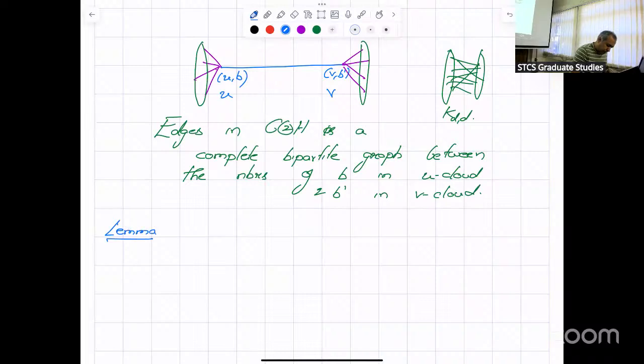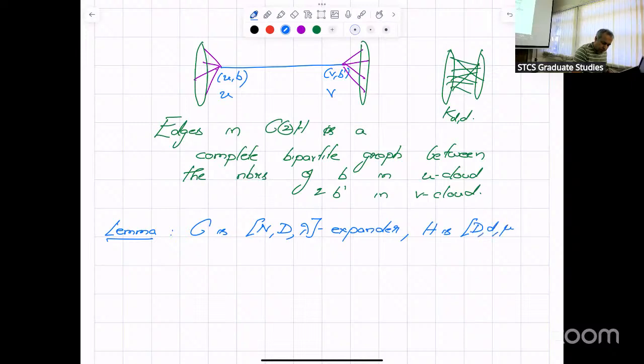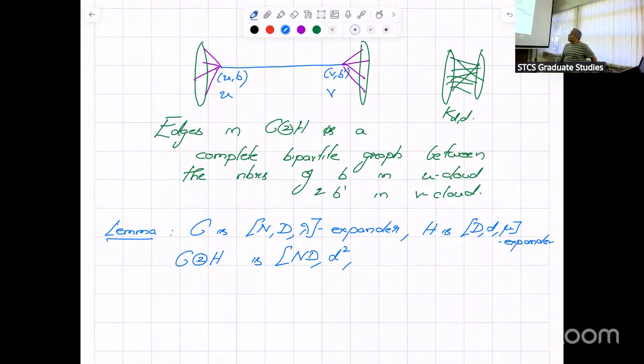G is an N, D, lambda expander. H is a D, D, mu expander. I want to say G Z H is certainly N D squared, that's clear. I want to put a number over here. And what is the number I put here? What we'll show is this has spectral gap 1 minus lambda. This has spectral gap 1 minus mu.